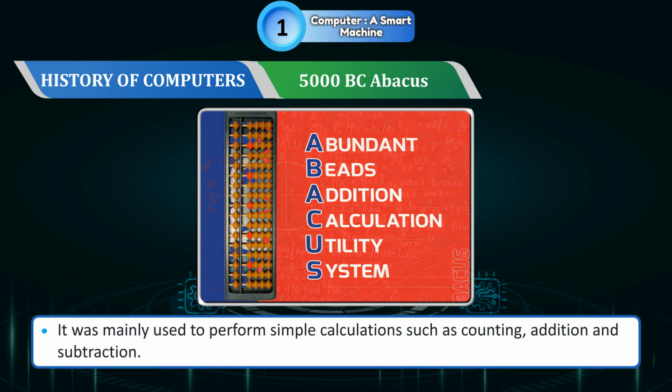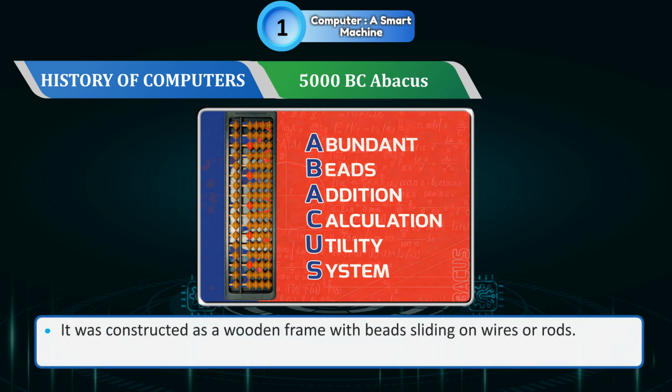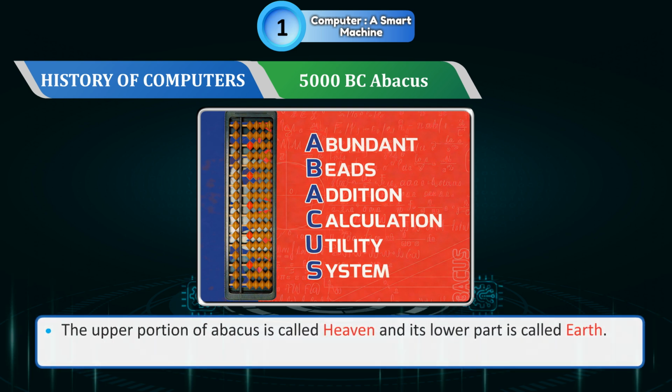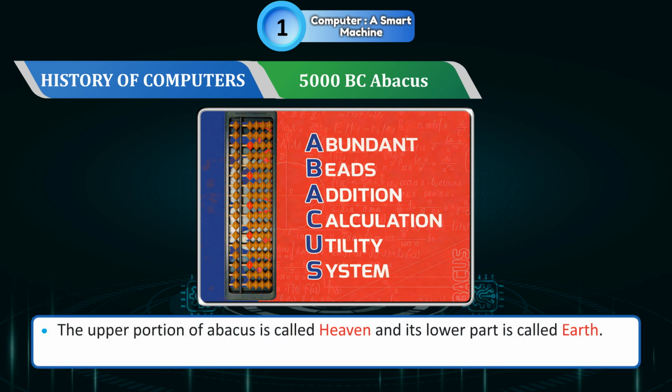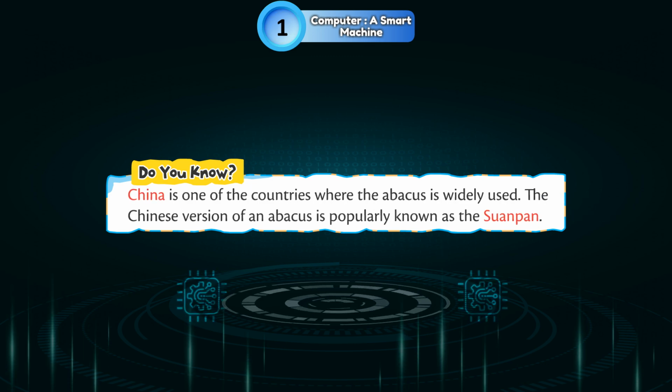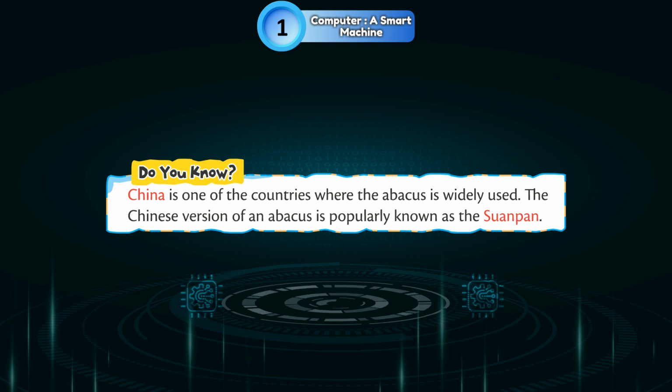It was mainly used to perform simple calculations such as counting, addition, and subtraction. It was constructed as a wooden frame with beads sliding on wires or rods. The upper portion of the abacus is called heaven and its lower part is called earth. Do you know? China is one of the countries where the abacus is widely used. The Chinese version of an abacus is popularly known as the suan pan.